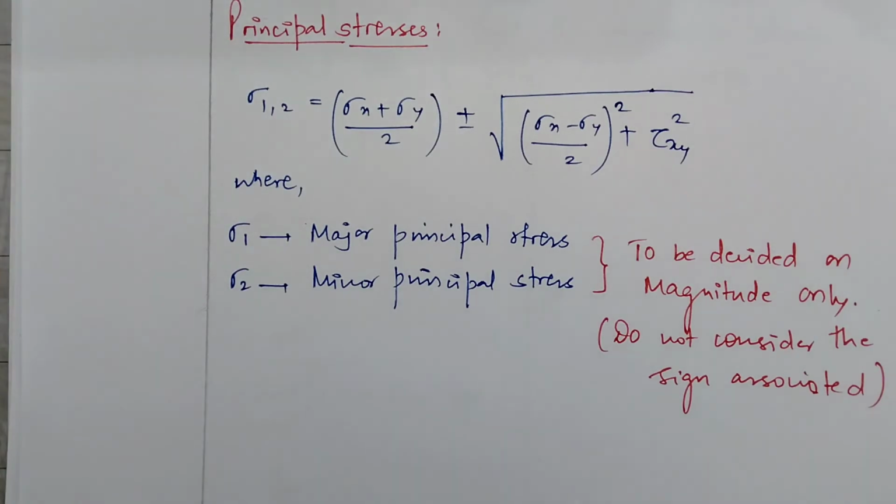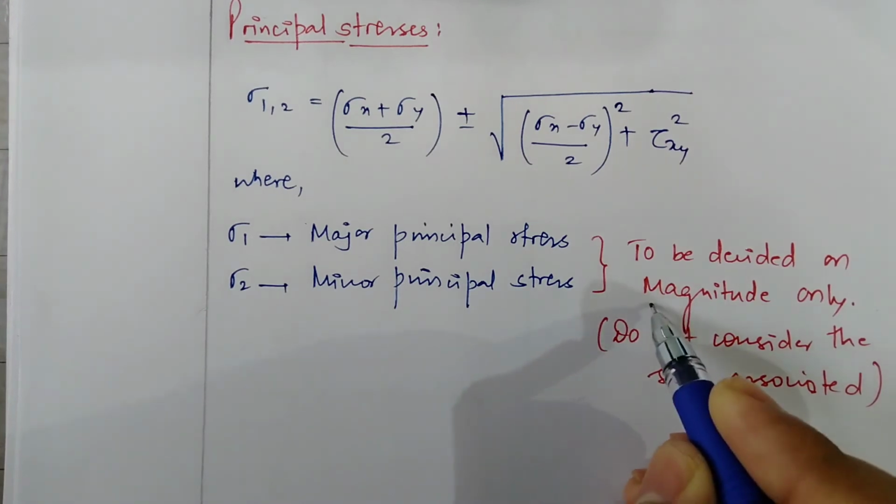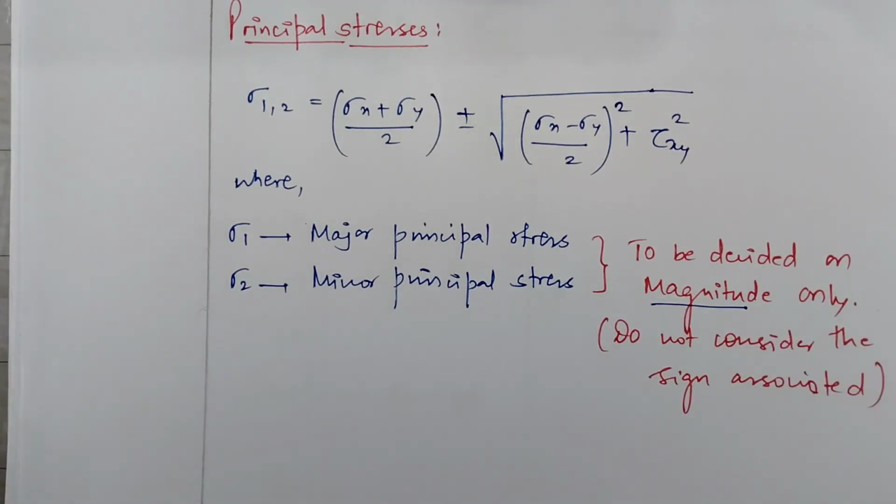Why? Because if sigma 1 and sigma 2 come with a sign, it simply means that it is either tensile or compressive. Right? So the signs indicate the nature, whether it is tensile or compressive. But major is the one which has more weightage, which is dominant, and minor is the one which has less weightage. So in order to decide that, I just make use of magnitude and I am not going to consider the associated signs.